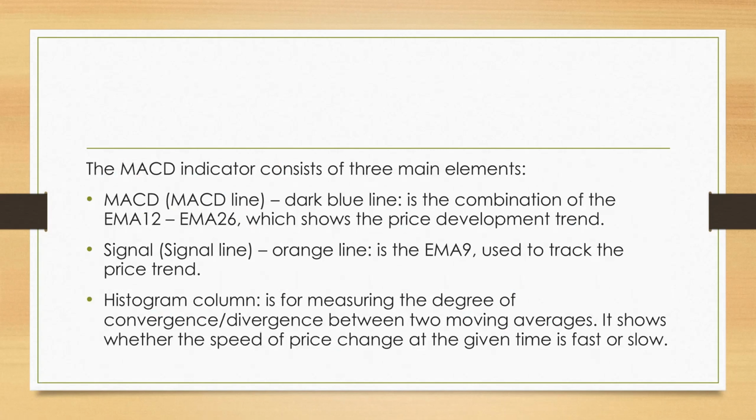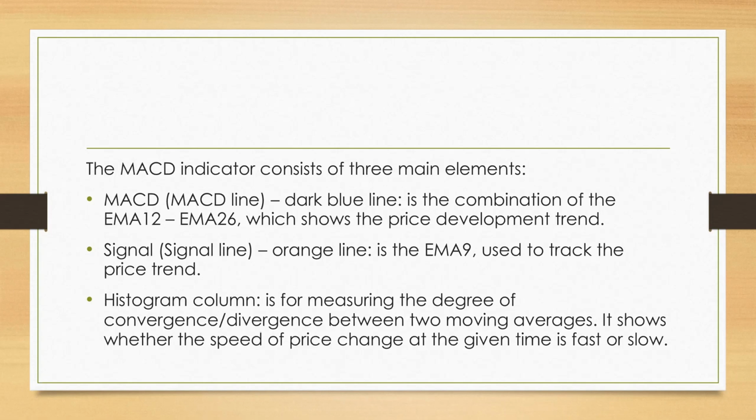The MACD indicator consists of three main elements. The MACD line, which is the dark blue line, is a combination of the EMA 12 and the EMA 26, which shows the price development trend. Then we have the signal, which is the orange line or the yellow, as I said earlier. It is the EMA 9 and it is used to track the trend of price. So really, that yellow line, orange line, follows the trend of the market, and our dark blue line is our moving averages of 12 and 26.